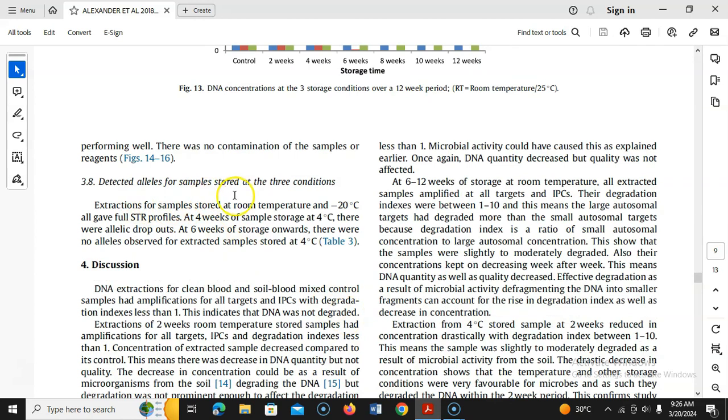Detected alleles, that's after electrophoresis, for samples stored at the 3 conditions. Extraction for samples stored at room temperature and minus 20 degrees Celsius all give full STR profiles. At 12 weeks of sample storage at 4 degrees Celsius, there were allele dropouts. At 6 weeks of storage onwards, that's at 4 degrees Celsius, there were no alleles observed for the extracted sample stored at 4 degrees Celsius.